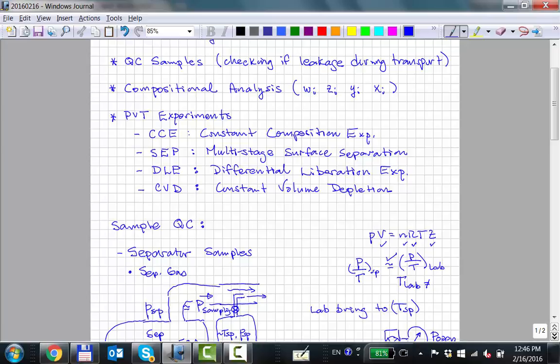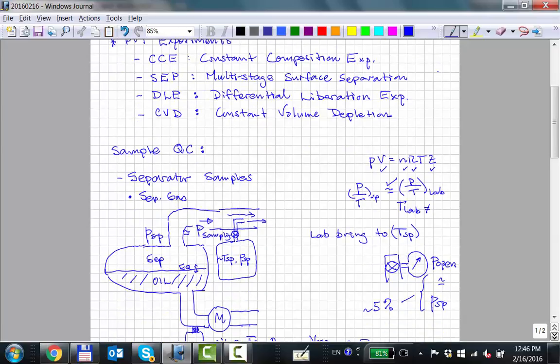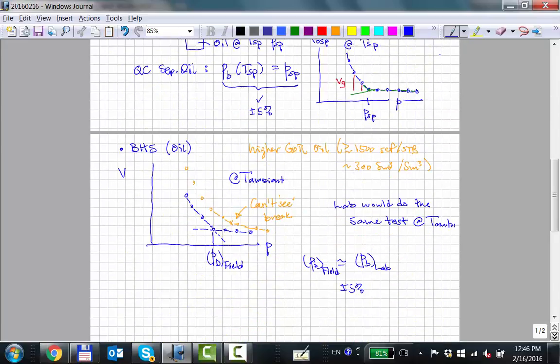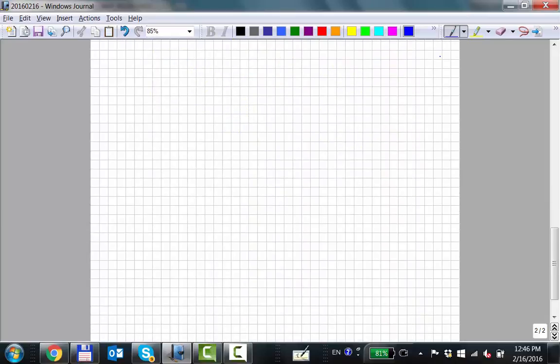Okay. So now we're done with that. Now we're going to talk about the next step in the laboratory procedures. Step 2 in the lab procedures is to measure compositions.